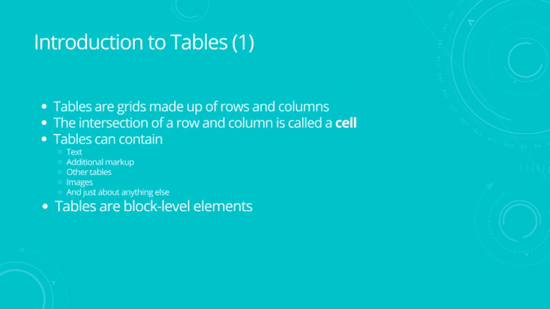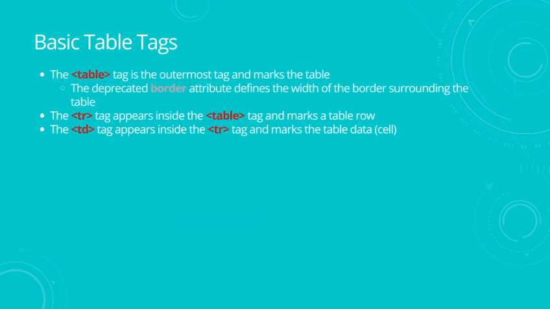Now, the second one is introduction to tables. Tables are grids made up of rows and columns. The intersection of a row and column is called a cell. Tables can contain text, additional markup, other tables, images, and just about anything else. Tables are block level elements.